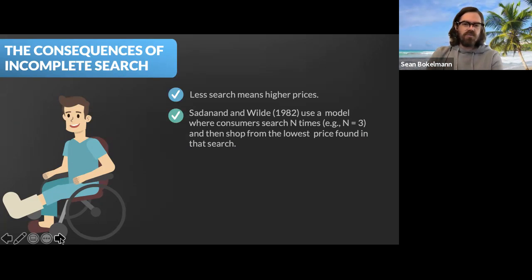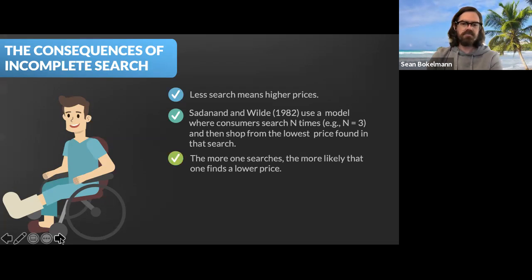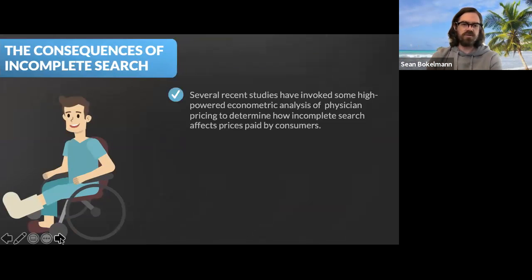So Sadanand and Wild came up with a model where they have consumers searching n times. So you can think of this as calling some number of doctors. So, for example, maybe 3 doctors, and then they shop and end up choosing the lowest price doctor. Now, the more that one searches, the more likely they are to find a lower price, right? So increase n, and you're more likely to find a lower price. Pretty straightforward, right?